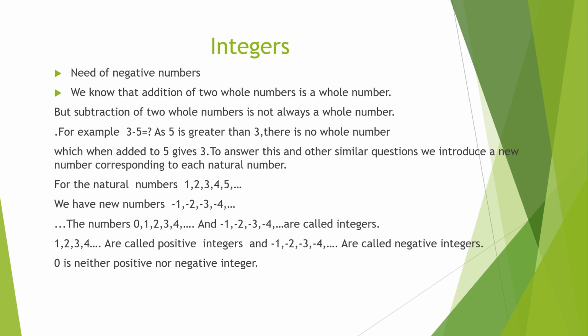0 is a whole number whose negative integer is also 0, because 0 plus 0 is 0. But 0 is not included in the collection of positive or negative integers. That means 0 is neither positive nor negative. The collection of integers 0, 1, 2, 3, 4, and so on is called non-negative integers, which are also known as whole numbers.